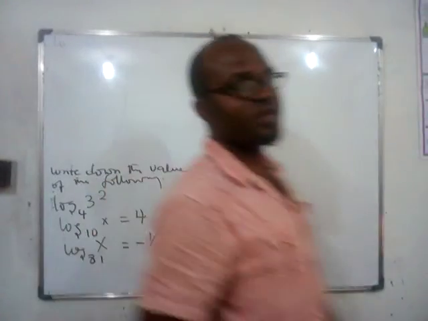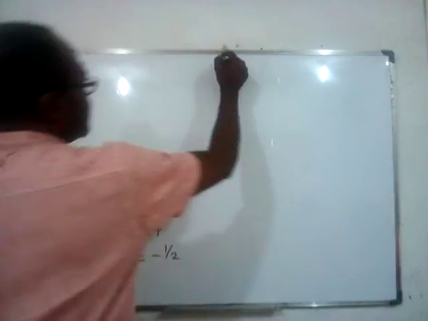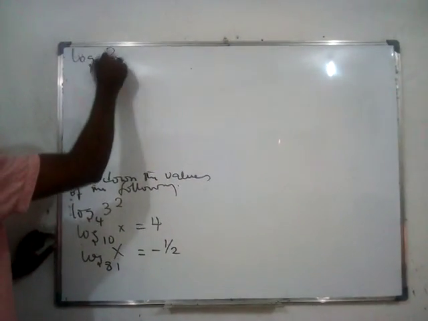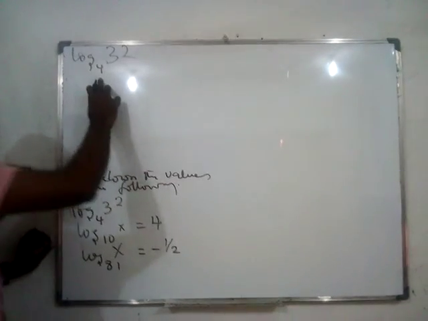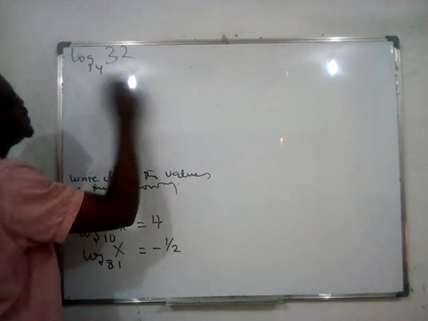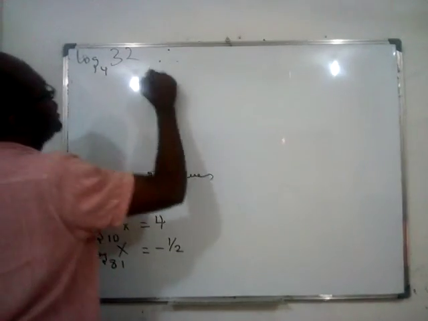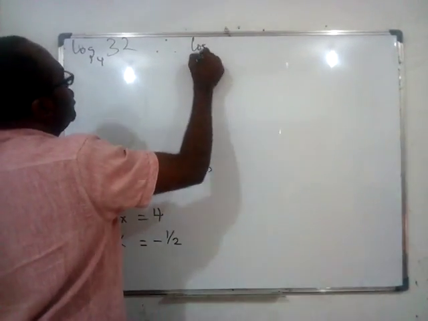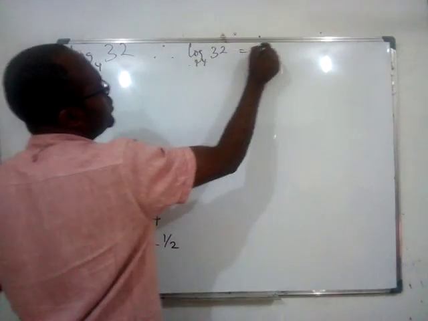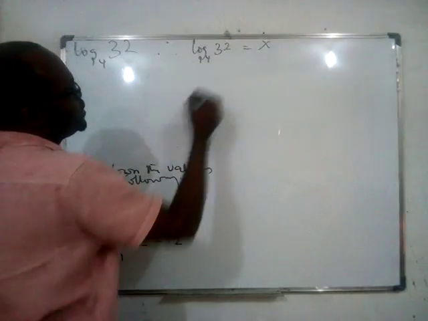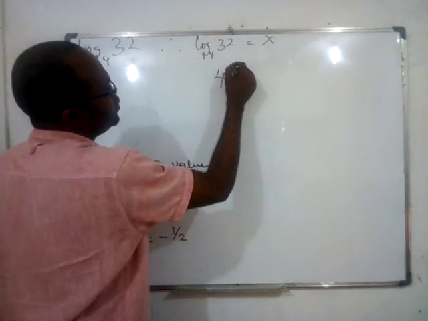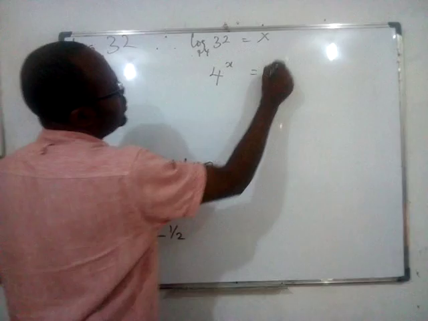Yes, let's look at the following logs. We are told to find this log 32 to base 4. So how do we go about solving it? We simply say that log 32 to base 4 is equal to what? X, is it not? So now what do we write first? We write the base, is it not? 4 to power what? X equal to what?